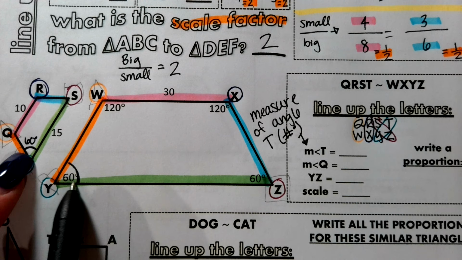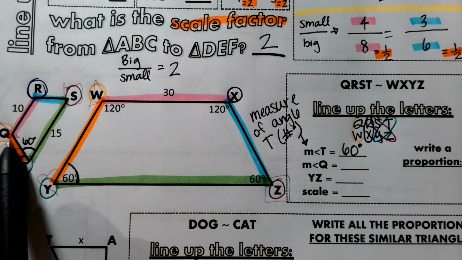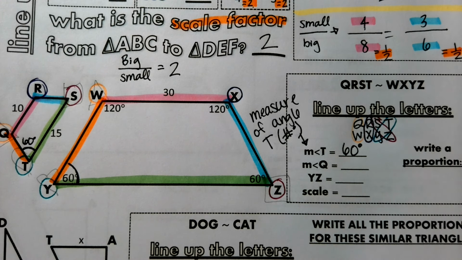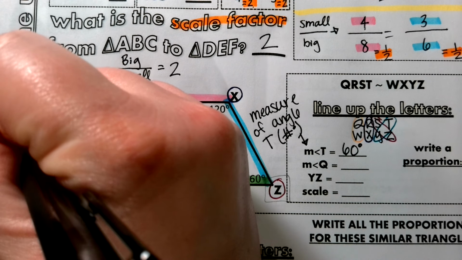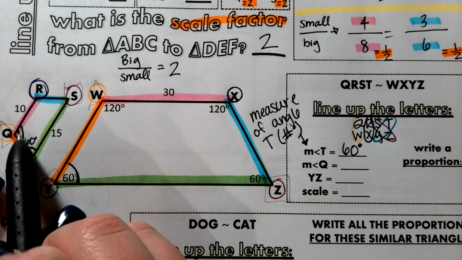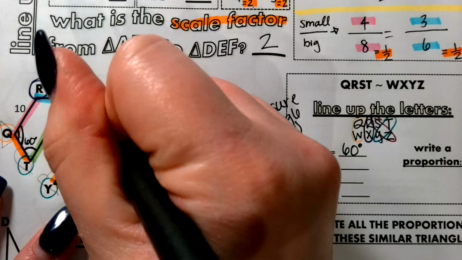Pause the video, try doing the measure of angle Q on your own. We see angle Q, I gotta give it 2 lines because it's not the same as here. Corresponds with the measure of angle W. Those 2 angles correspond, so they're the exact same. So that means the measure of angle Q would be 120 degrees.